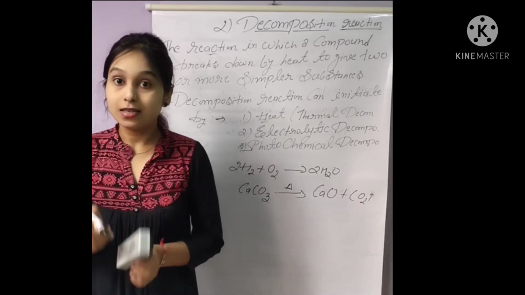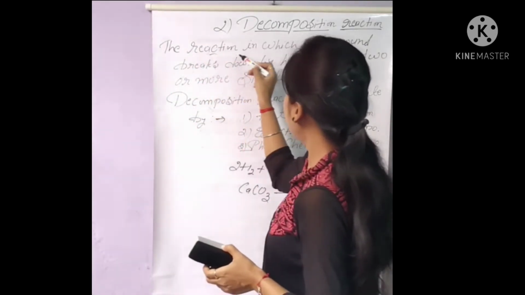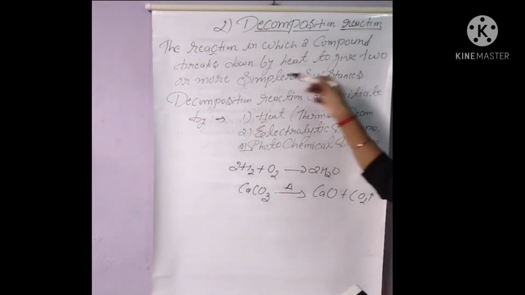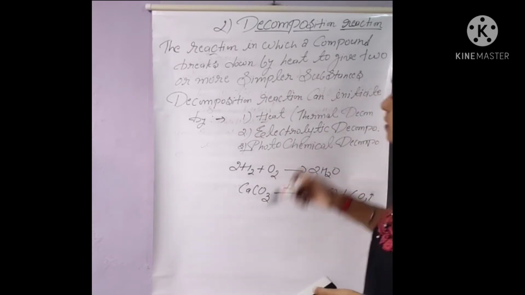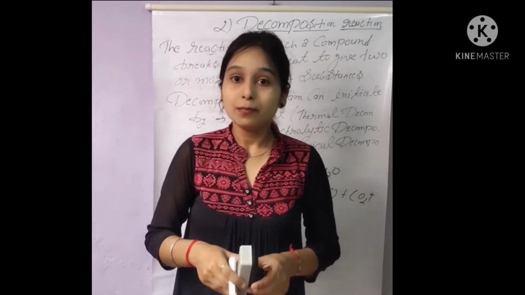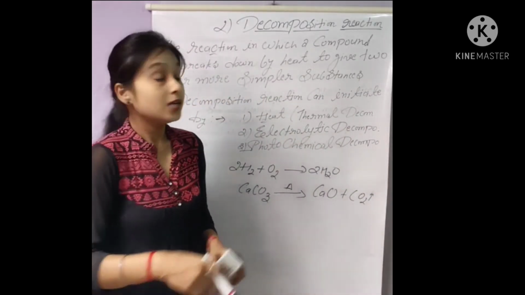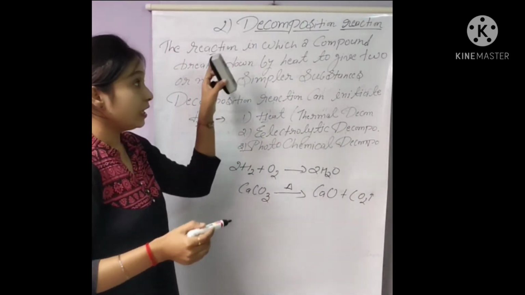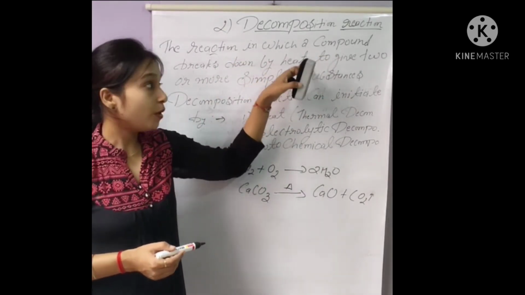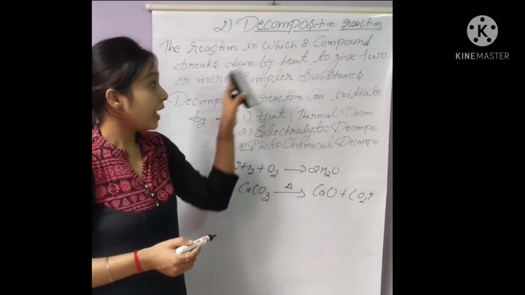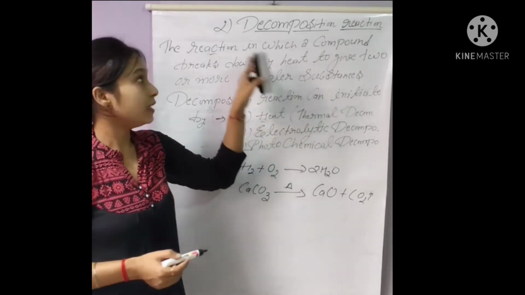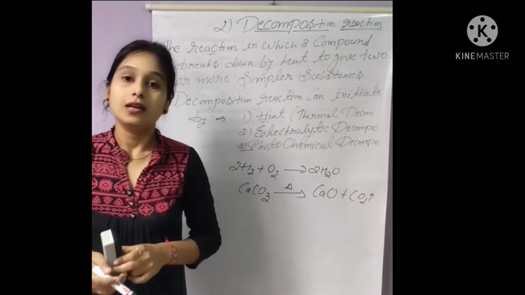The definition is: the reaction in which a compound breaks down by heat to give two or more simpler substances is called a decomposition reaction. It means in this process a single reactant, a single compound, breaks down with the help of heat energy and forms two or more simpler substances.